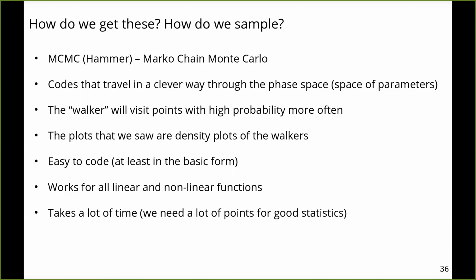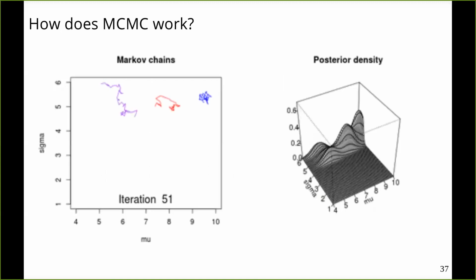And they are very good because they work for all functions. No matter how complicated your model is, you can use the Markov chain Monte Carlo sampler to sample your chi-square surface. The drawback is that it still takes a lot of time, though not as much as if you just wanted to grid your phase space. But if you just send the Markov chain Monte Carlo walker, it doesn't take so much time. And the rough idea of how they look is something like this.